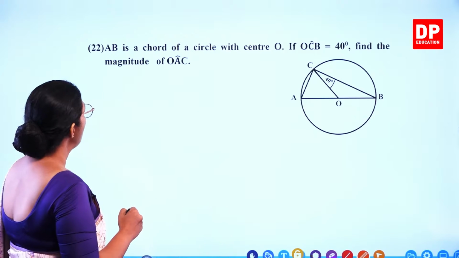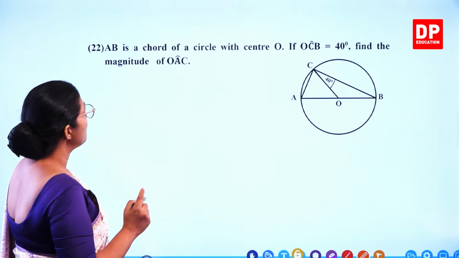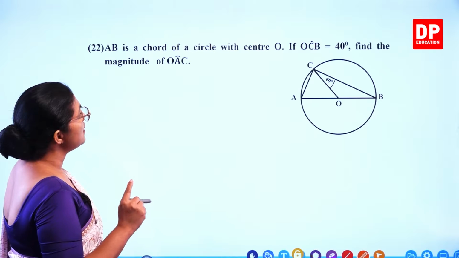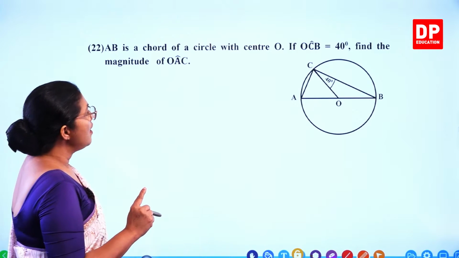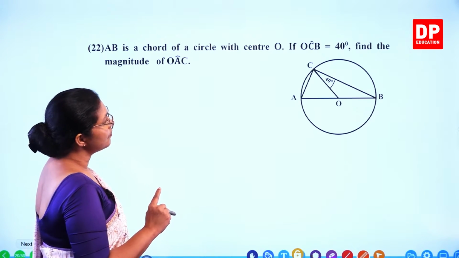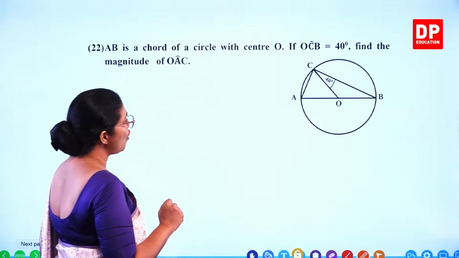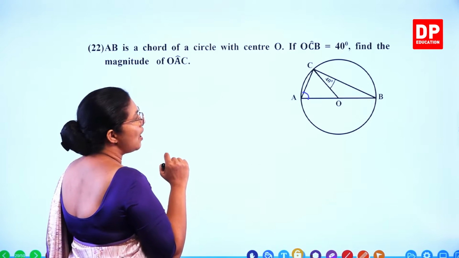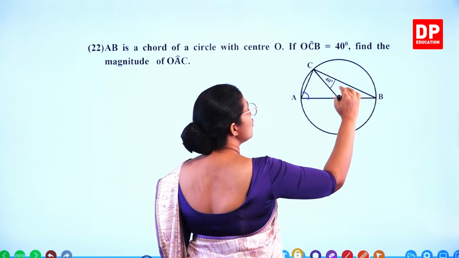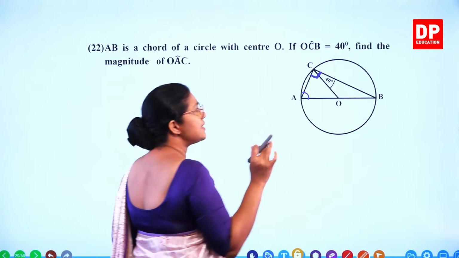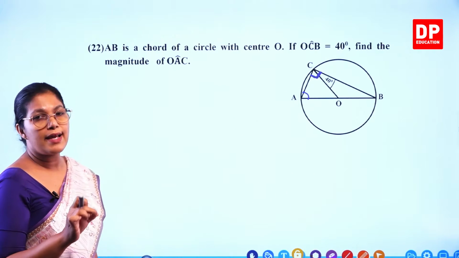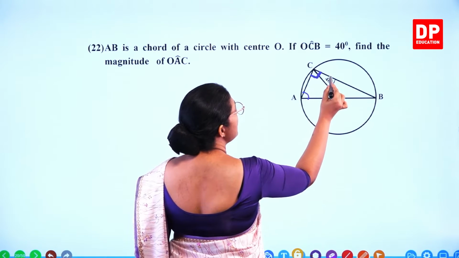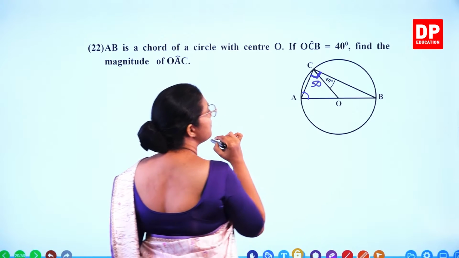Question number 22. AB is a chord of a circle with center O. So AB passes through the center, that means AB is the diameter. If OCB is 40 degrees, find the magnitude of OAC. OAC, this angle. We know that AB is the diameter. So what is this angle? This angle is 90 degrees. Any semicircle angle is 90 degrees. So if this is 90, this is 40. 90 minus 40, you get 50 here.